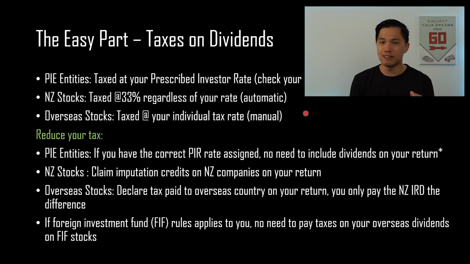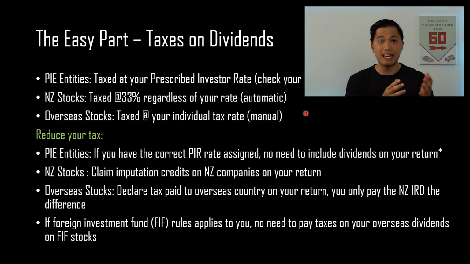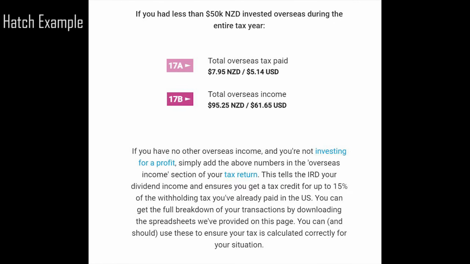So in terms of overseas stocks, to reduce your taxes on this, you can declare the tax paid to overseas countries on your return, and you only pay the New Zealand IRD the difference. So for US stocks, for example, they have a withholding tax of 15%. So the IRS in the US will take 15% of your dividend. You only get 85%. On your return, you declare how much total overseas income you've received, as well as total overseas tax that you've paid.